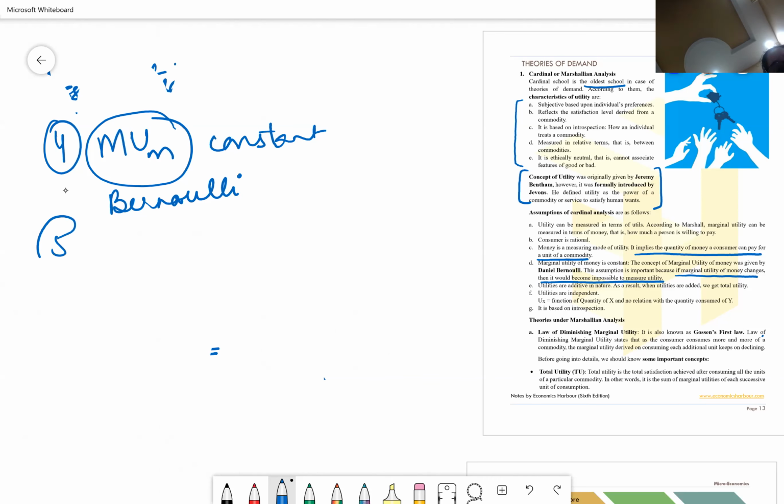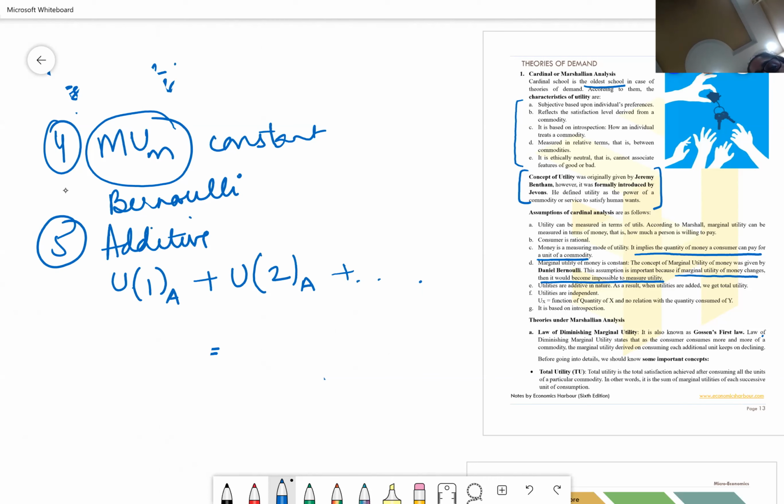Fifth assumption is that utilities are additive in nature. That is, you can add the utilities which are derived from consuming each unit of a commodity, and we get total utility. Say utility from the first unit of good A plus utility from the second unit of good A, and so on. Okay, and this will give you total utility, right?